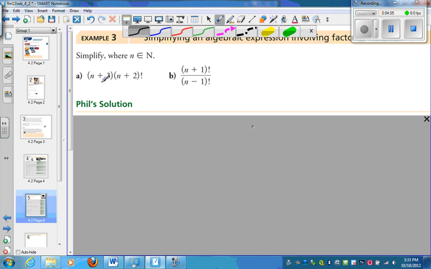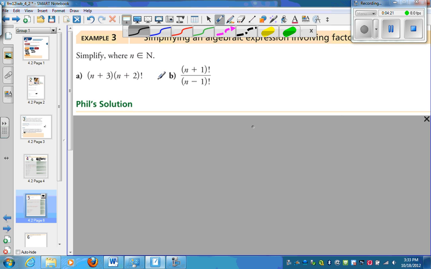You can do it as well with numbers for all natural numbers. So natural numbers are the numbers you count with. They're the numbers that you can represent with fingers. So this expression is n plus 3 times n plus 2.